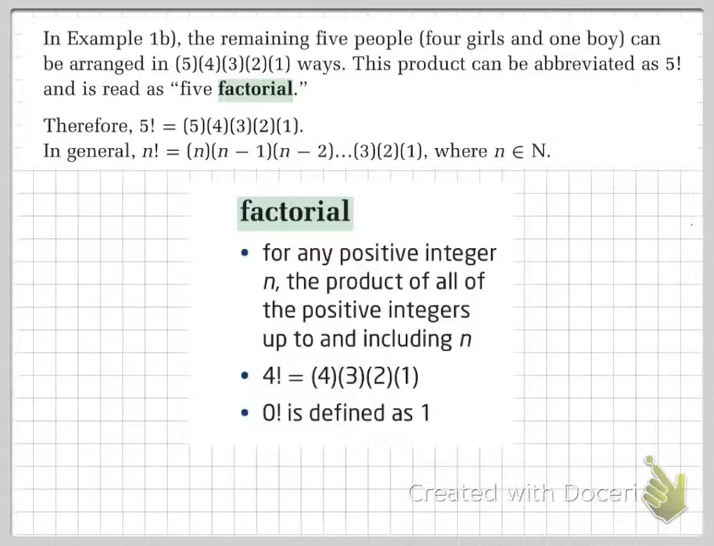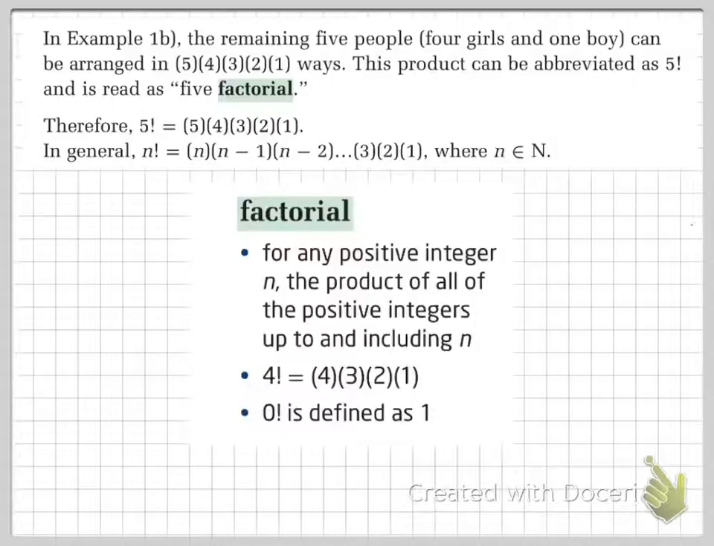In example 1b that we just looked at, the remaining 5 people, the 4 girls and the 1 boy, can be arranged in 5 times 4 times 3 times 2 times 1 ways. This product can be abbreviated as 5 factorial. Therefore, 5 factorial is 5 times 4 times 3 times 2 times 1. And in general, n factorial will be n times n minus 1 times n minus 2 times n minus 3 all the way down to 3 times 2 times 1, where n is any natural number.